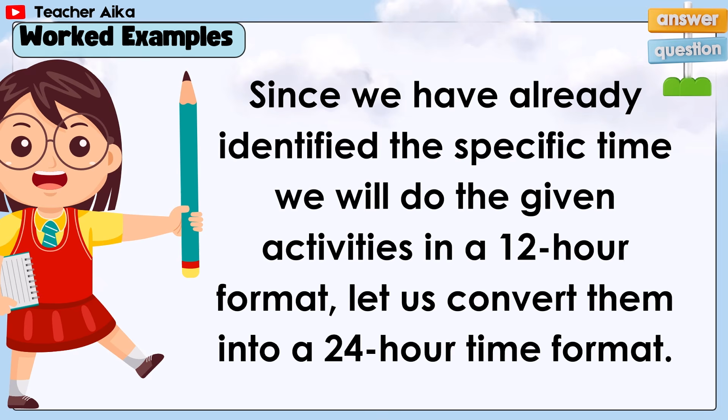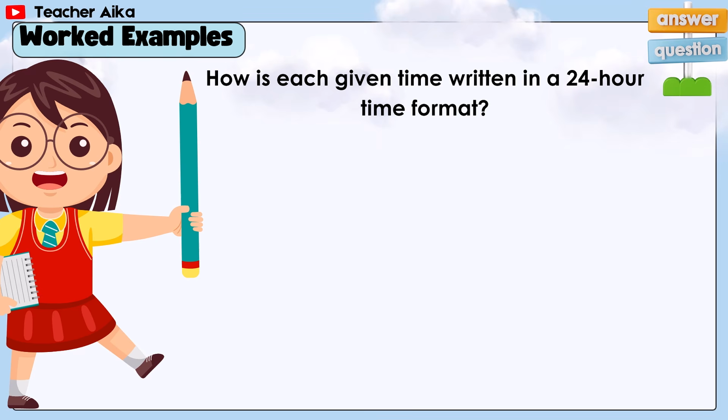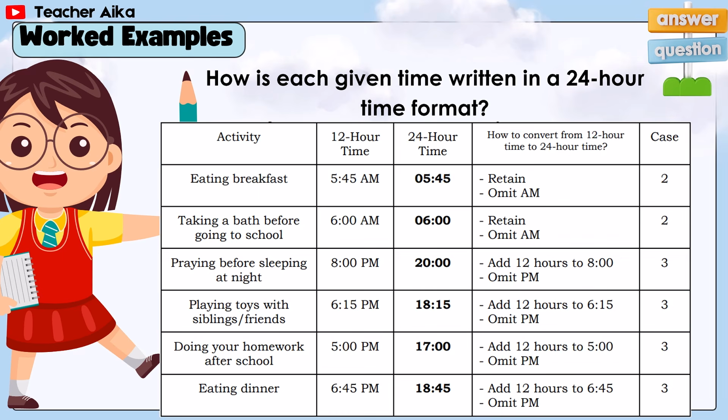Worked example. Since we have already identified the specific time we will do the given activities in a 12-hour format, let us convert them into a 24-hour time format. How is each given time written in a 24-hour time format? Look at the table and study.